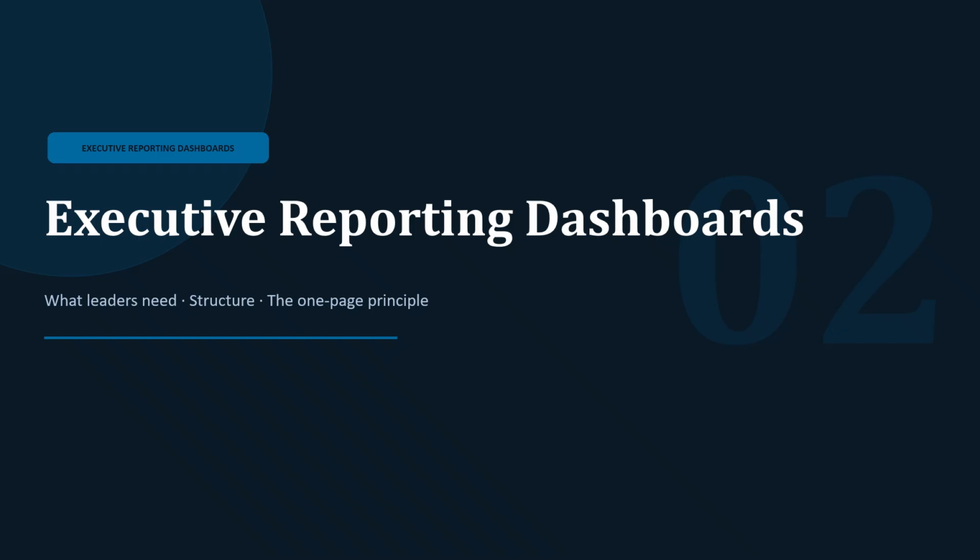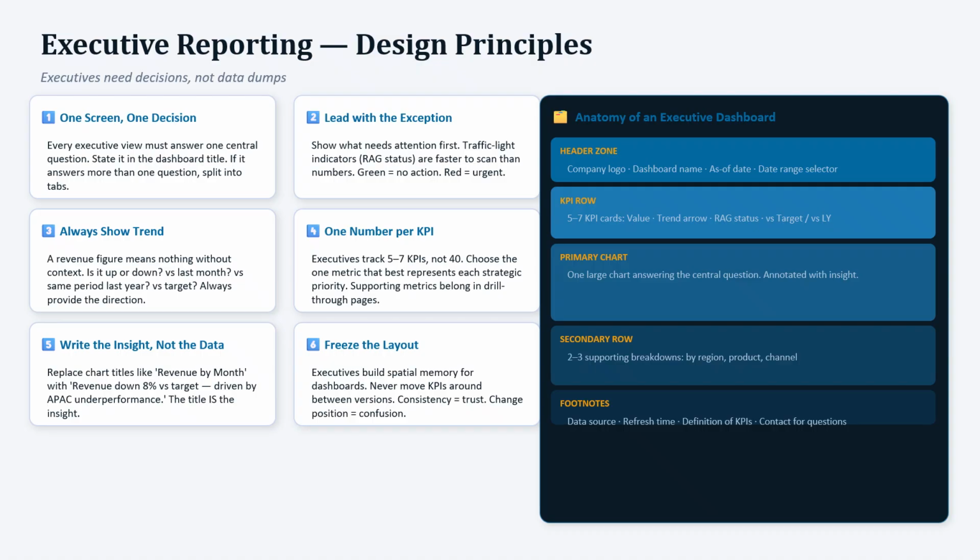The challenge is very unique here. Executives have limited time, low tolerance for ambiguity, and a strong preference for narrative over exploration. So they need answers, not tools to find answers themselves. We'll cover the core design principles, what to include and what to cut, the structure of an effective executive view, and how to handle the inevitable question: why does this number look different from the number in the board pack? So let us move deeper into it.